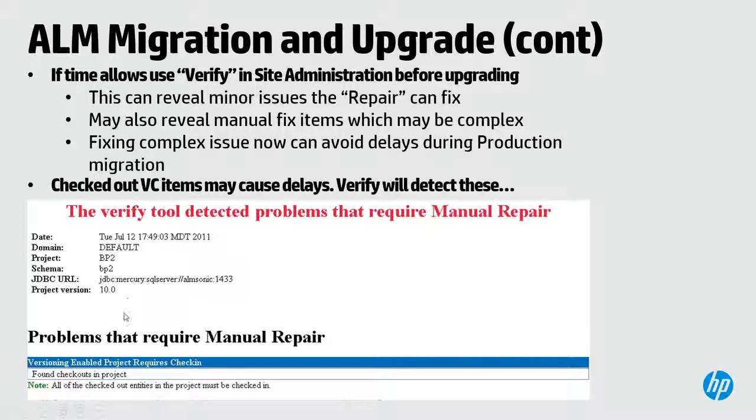This one, I've got an example, the more common one, where VC items like I talked about are checked out, you can't upgrade, boom, this is it: found checkouts in the project. If this is what happens to you when you're verifying in ALM 12.20, you're going to have to go back to the source project, say in ALM 11, check in the items, and then pull the database back over to ALM 12.20 and give the upgrade again. So try to avoid that. Do your verify before you actually migrate over to the new version.